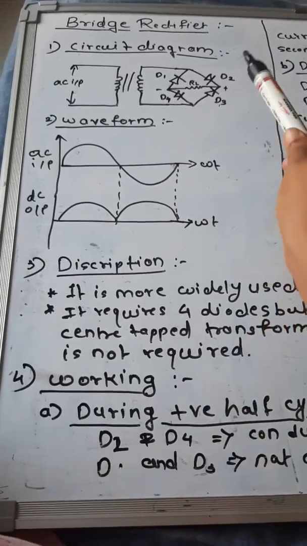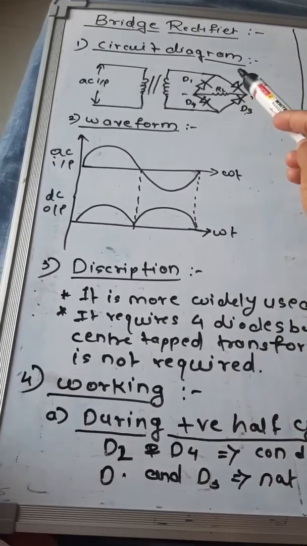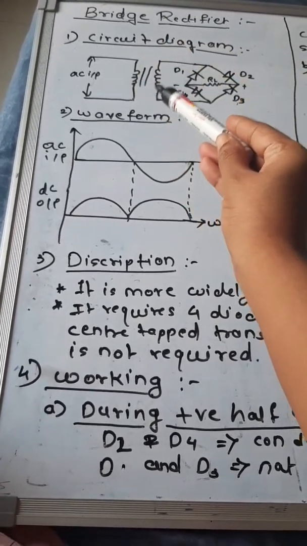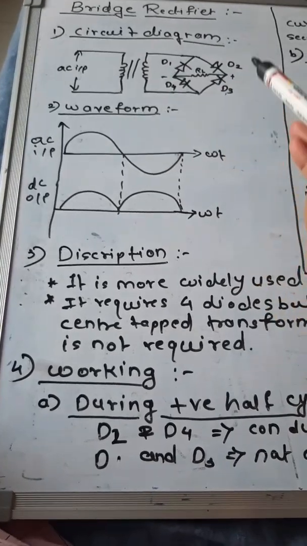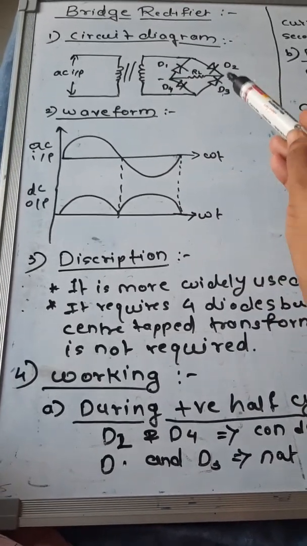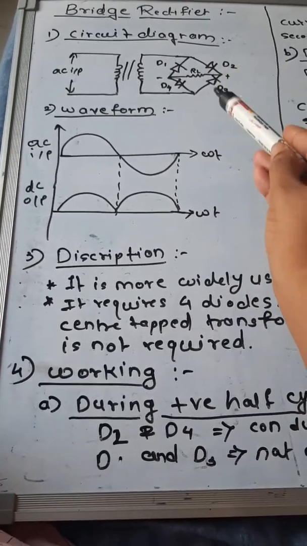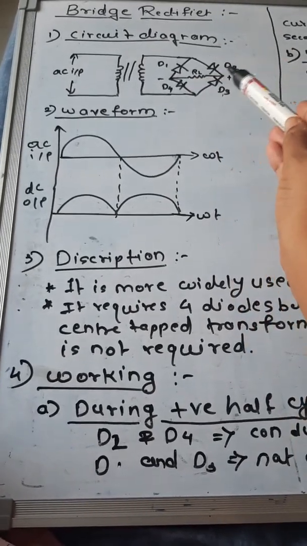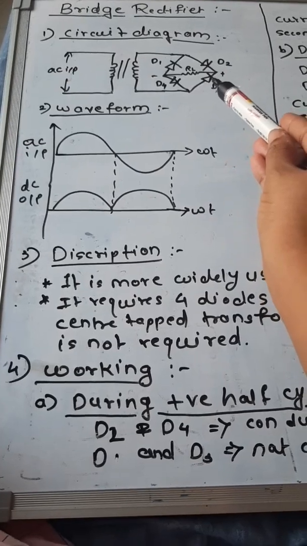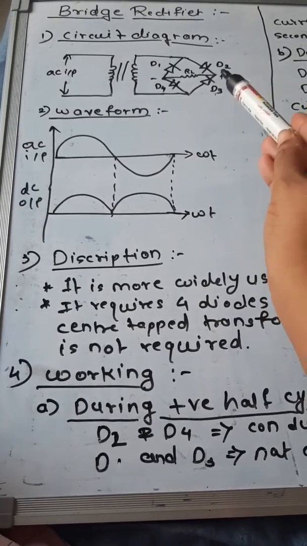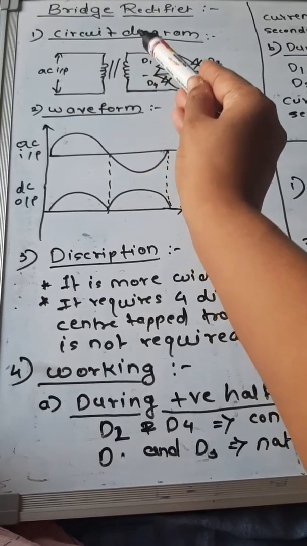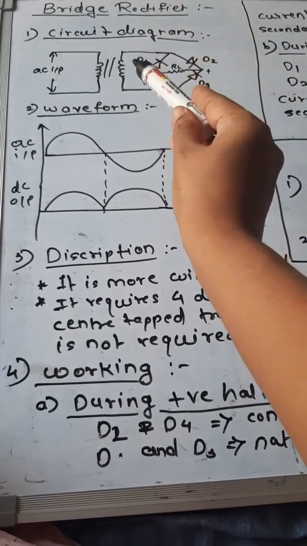Okay, so you can see here the circuit diagram of bridge rectifier. There is AC input, transformer and 4 diodes: D1, D2, D3 and D4. Then there is a middle one, it's load resistor RL. Now it is a transformer. It is not necessary in bridge rectifier to use center tap transformer.